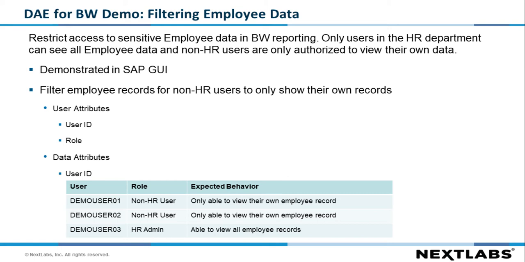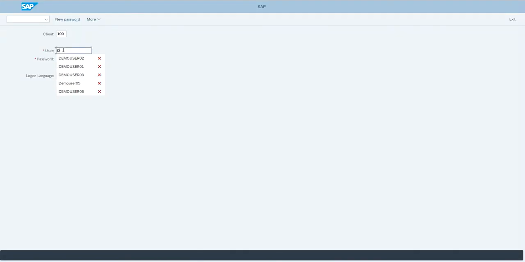We have defined 3 users: Demo User 1, Demo User 2, and Demo User 3. Demo User 1 and Demo User 2 are non-HR users, so they will only be able to view their own employee records. Demo User 3 is an HR admin and will be able to see all employee records. Now we'll take a look at this in the SAP GUI. First, I will log in as Demo User 1.